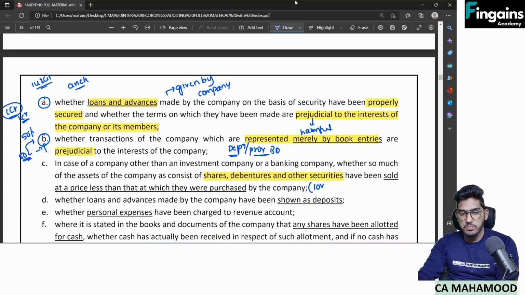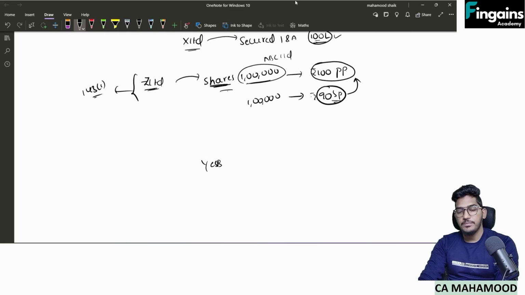But they try to say one more important observation here. Company other than an investment and banking company. They are specifically saying other than an investment or banking company. Now this phrase means that this reporting requirement is not applicable in the case of an investment company or banking company. If you are conducting the audit of a company which is an investment company or banking company, for that company you need not report on this matter. That means assume you are conducting the audit of some banking company like S Bank. Now you came to know that S Bank has sold some shares at a loss.